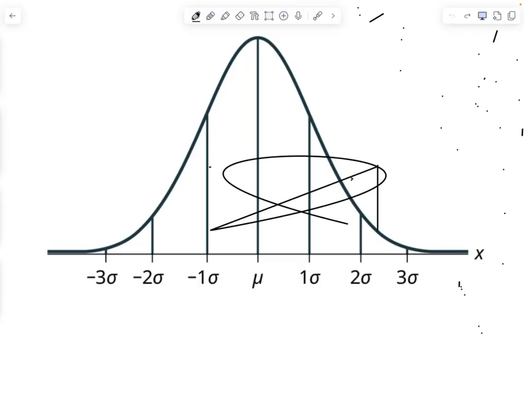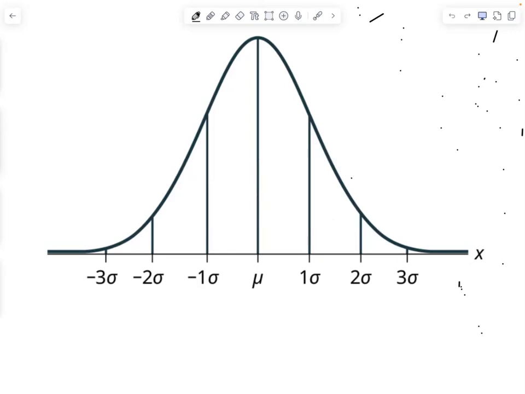This area here is 34%. And this area here is 34 percent. Okay?